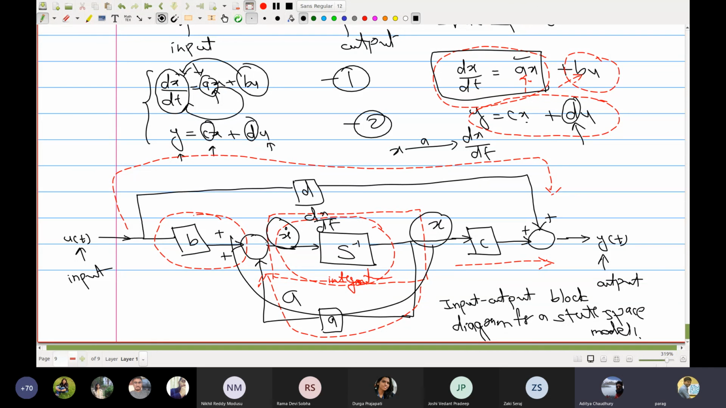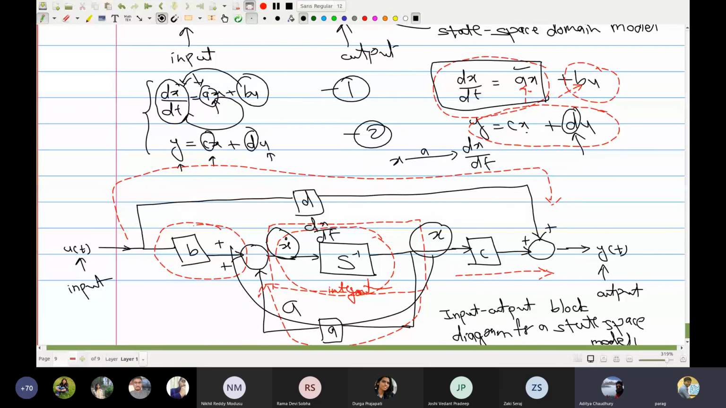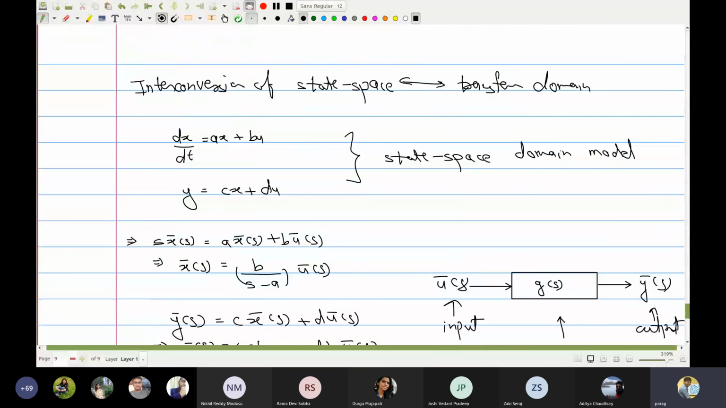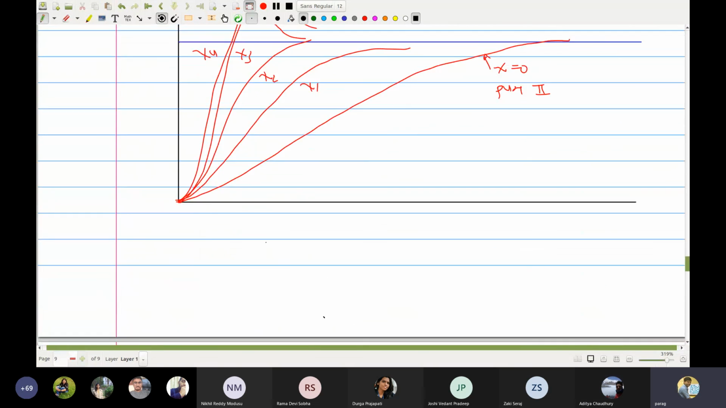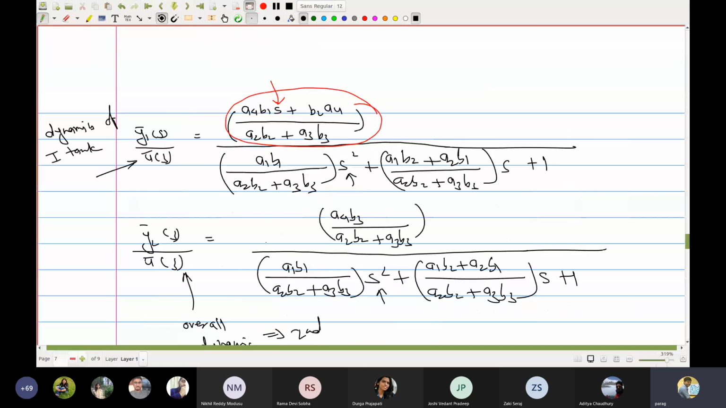Does that answer your question? Sir, can you please recap the multiple input and output, the whole process, just very short. Multiple input, multiple output. Okay, let's see. So this is the most general expression.